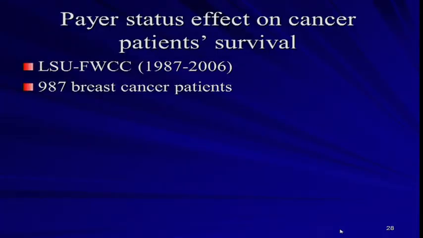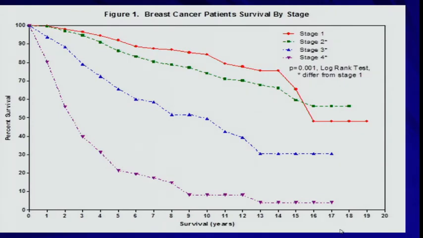So actually, I looked back at our own cancer center data. We are a charity hospital. From about 1987 to 2006, there were about 987 patients. Actually, we have more patients, but some patients do not have certain variables, so I only have about 1,000 patients in this study. Initially, as we already know, the stage of cancer really has an effect on survival. You can see stage 1, this is for breast cancer patients, stage 1 is much better, then stage 2 here, 3 and 4. So the later the stage, the worse the survival. So stage has an effect on survival.